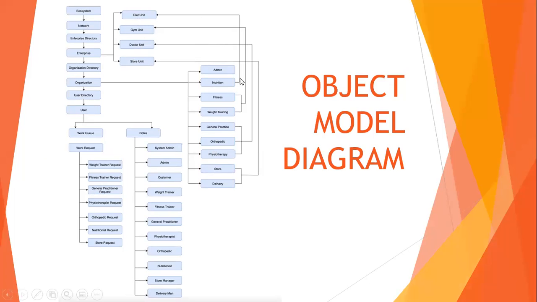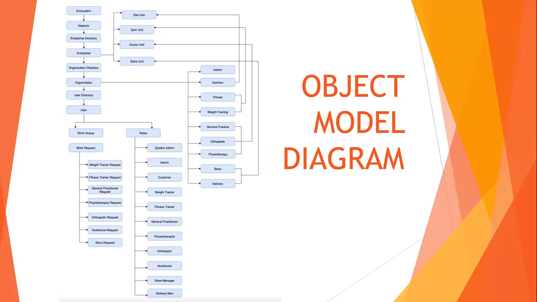The diet unit is connected to the nutrition organization. The gym unit is connected to fitness and weight training. The doctor unit is connected to general practitioner, orthopedic, and physiotherapist. And the store unit is connected to store and delivery.